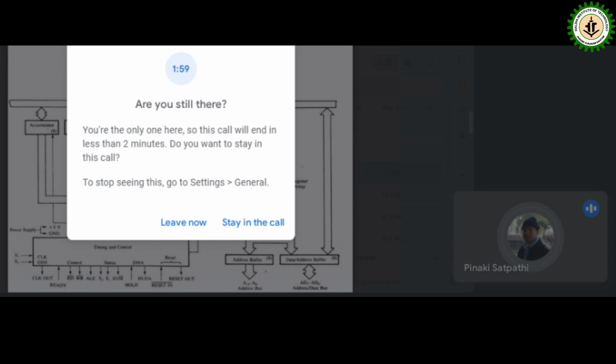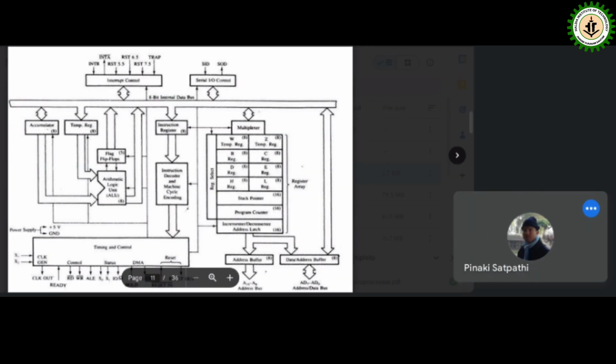Next one is our stack pointer. What is basically the stack pointer? It is a 16-bit register. It stores the address of the stack. It points to the stack. During push operation, the stack pointer is decremented. During pop operation, the stack pointer is incremented. Stack is some part of memory which is used for temporary storage of the microprocessor. It functions on LIFO basis. LIFO means last in first out basis, or FILO basis, that is first in last out basis.